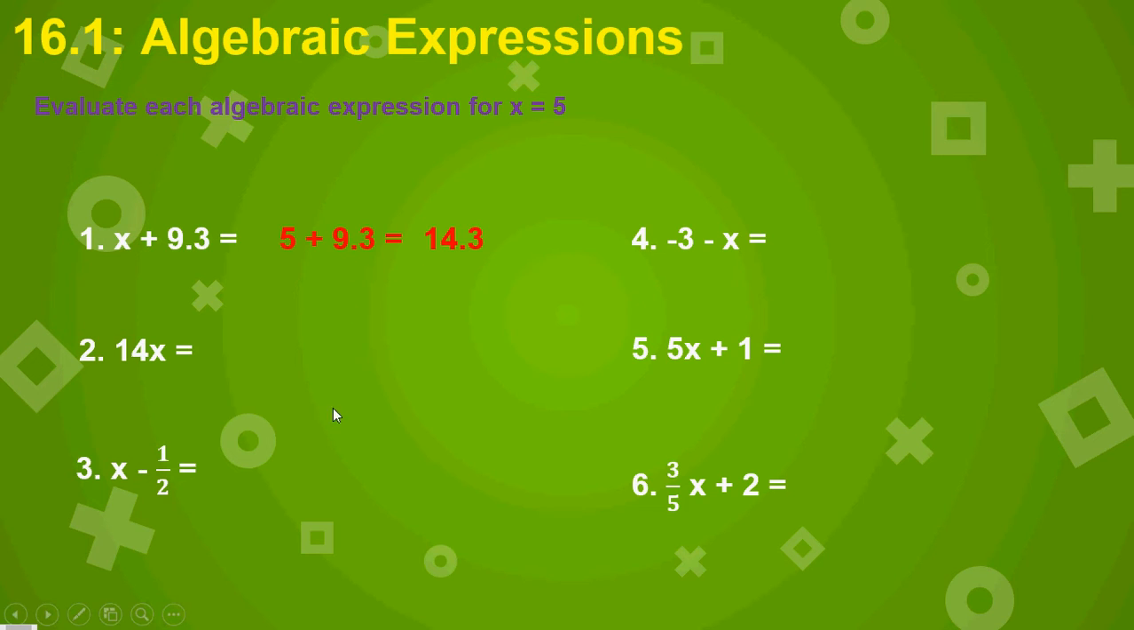And I have to do the same with all of this. The next one is 14x. I'm multiplying 14 times x. So in this case, it's 14 times 5. Porque x vale 5. ¿Verdad? 14 times 5, it's 70. Okay, next one. Next one is saying x minus 1.5.